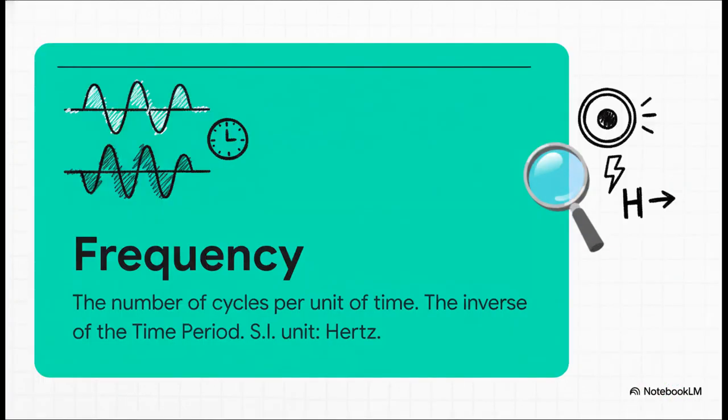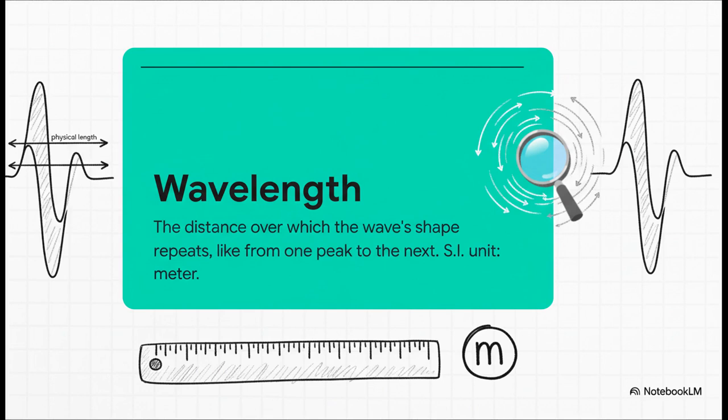And that brings us to frequency. Now, this is basically the flip side of the time period. Instead of measuring the time it takes for one cycle, frequency asks, how many cycles can we cram into 1 second? We measure this in something called hertz. So, if a wave has a short time period, it's going to have a high frequency. Makes sense, right?